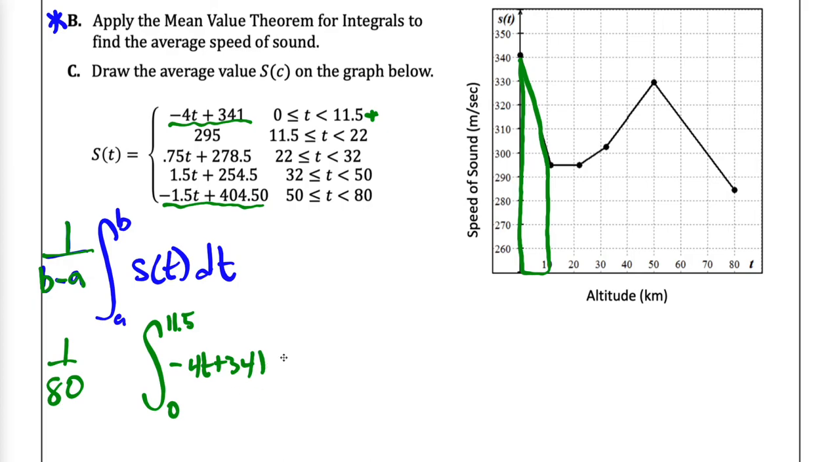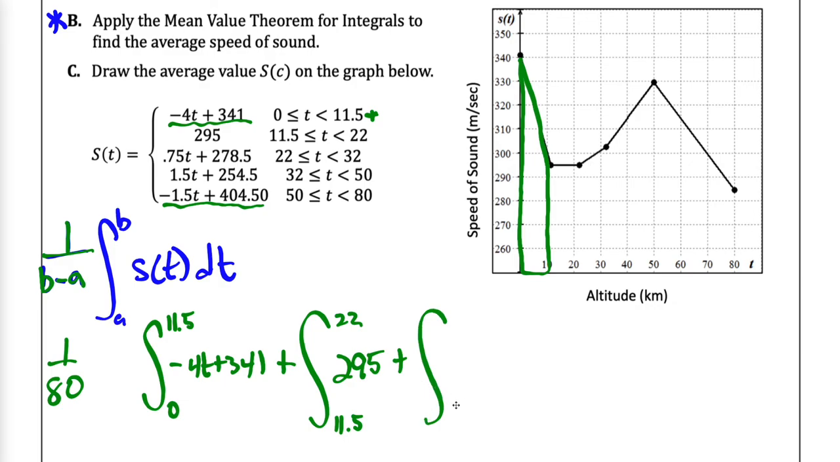We could integrate from 11.5 to 22 of the next equation, plus the integral from 22 to 32. Basically, you can integrate each individual little one, and there's no doubt this would be a pain in the butt. This would take forever for not much reason.